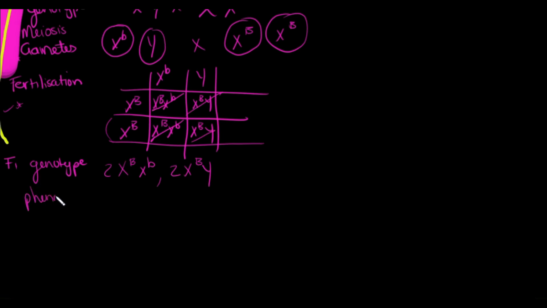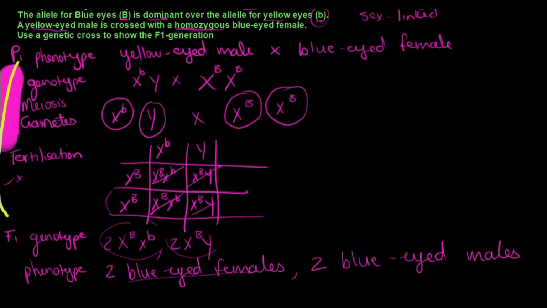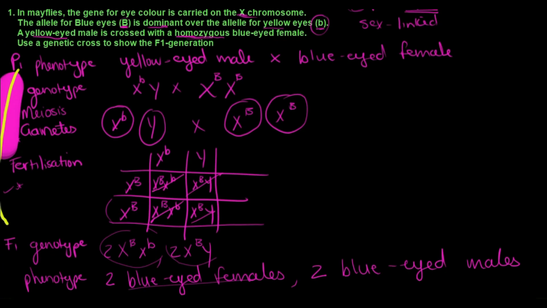So now you get to the phenotype. So what do we see when we look at this genotype? So we have possibility of 2 blue-eyed females, or a possibility of 2 blue-eyed males. If they ask what the ratio would be, the ratio would be 50% male, obviously, to 50% female, and both of those would be blue-eyed. So that's the first genetics question. It's really not that hard. I hope you got to the same conclusion.